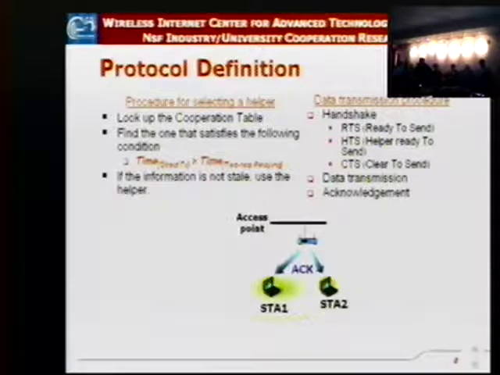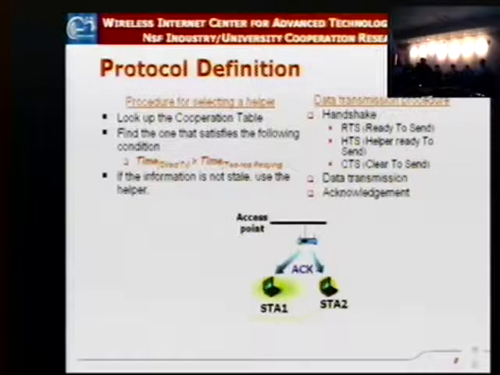So is this infrastructure mode or ad hoc mode? This is infrastructure mode. I think in infrastructure mode, any client has no notion of its neighbor. Its only neighbor is the access point. Yes, but stations can hear each other. They don't communicate, they don't exchange packets, but they can hear each other.